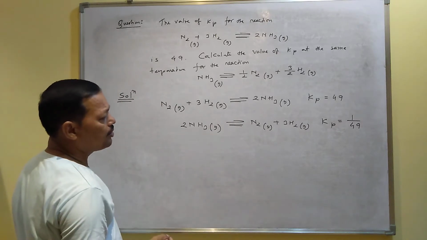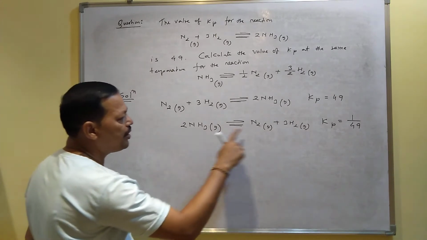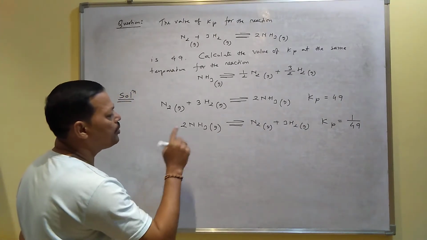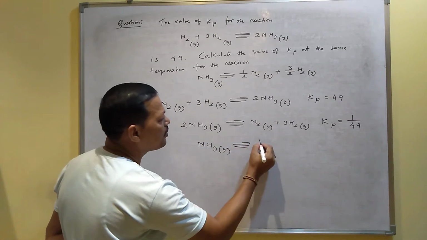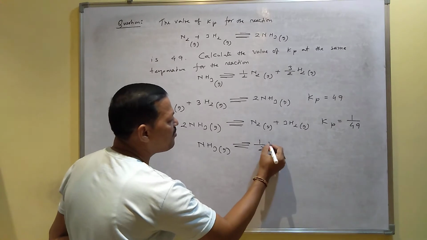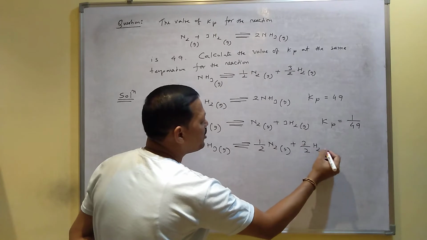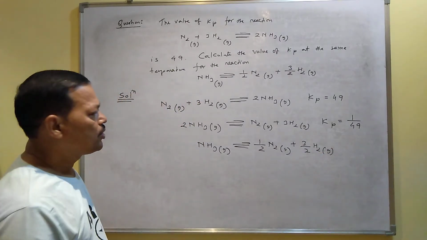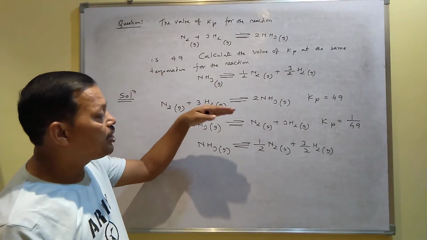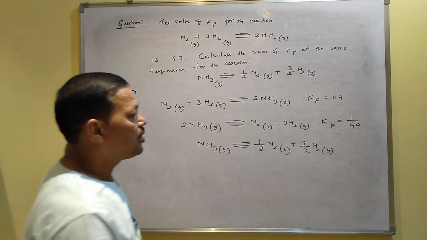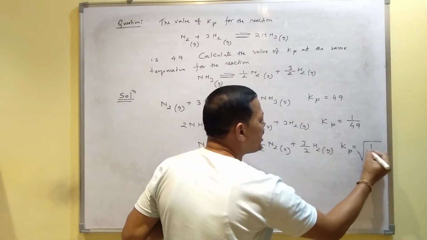Now after doing it, you divide this equation by 2. When you divide this equation by 2, 2/2 you will get 1, it will remain NH3. It will give, here 1 is present, that's why it becomes half N2. Here 3 moles are present, that's why it goes to 3/2 H2 gas. So I just divide the reaction by 2. In the characteristics you have got, when you divide a reaction by 2, the value of the equilibrium constant will be the square root of the initial equilibrium constant.